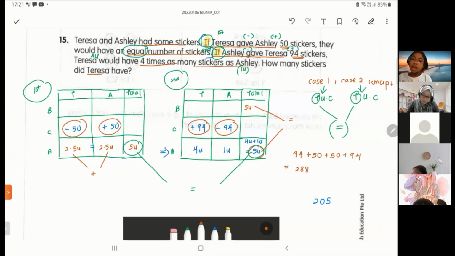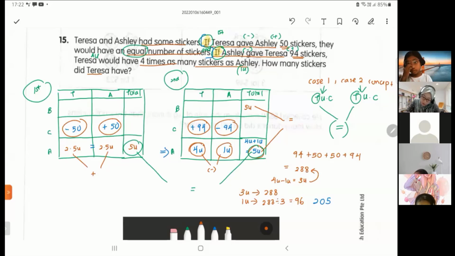Now, what I'm going to do is take 4 unit and 1 unit and find the comparison between these two, Teresa, which is actually 4 unit minus 1 unit, is 3 unit. So 3 unit is actually 288. 1 unit is 288 divided by 3. You press your calculator. You don't need to do your working, okay? Because you can use your calculator for problem sums. I want to find Teresa. Teresa is simply 4 units. Okay, 96 times 4 equals 384.